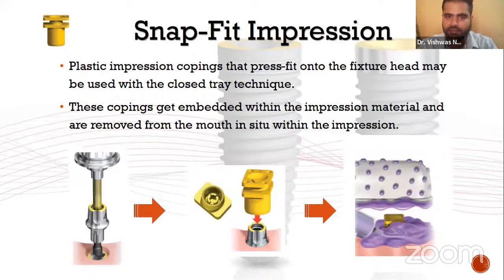There's another technique which is called the snap fit impression technique. Now this technique is not available with all implant systems and manufacturers. It is not available worldwide, but still it is considered a quite accurate system. In this we have two parts. One is the prosthetic abutment, and one is a plastic impression coping. This impression coping can snap fit onto the abutment, which can be used to orient the abutment and analog assembly into the impression.